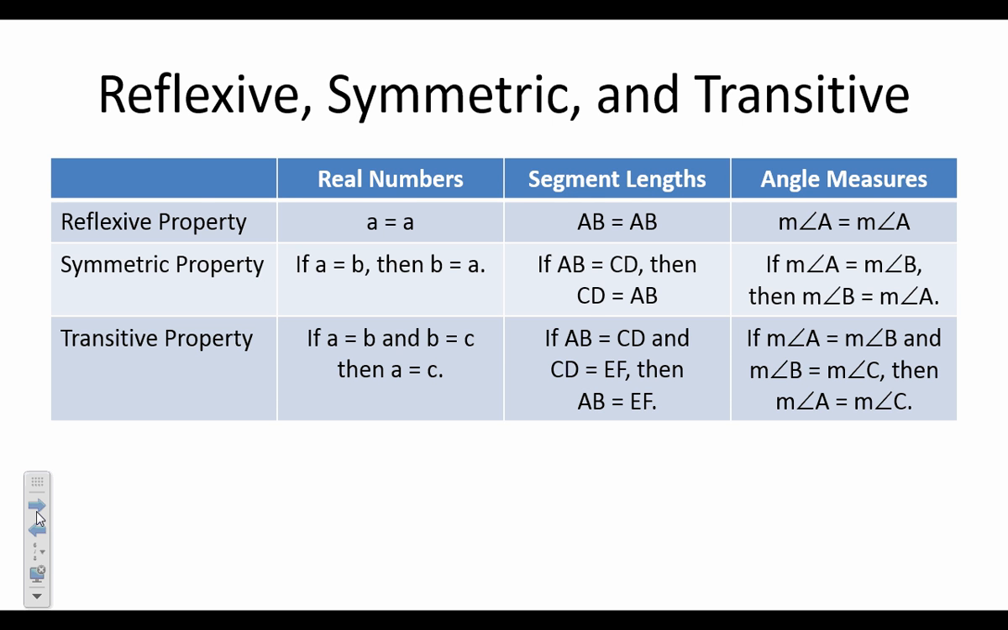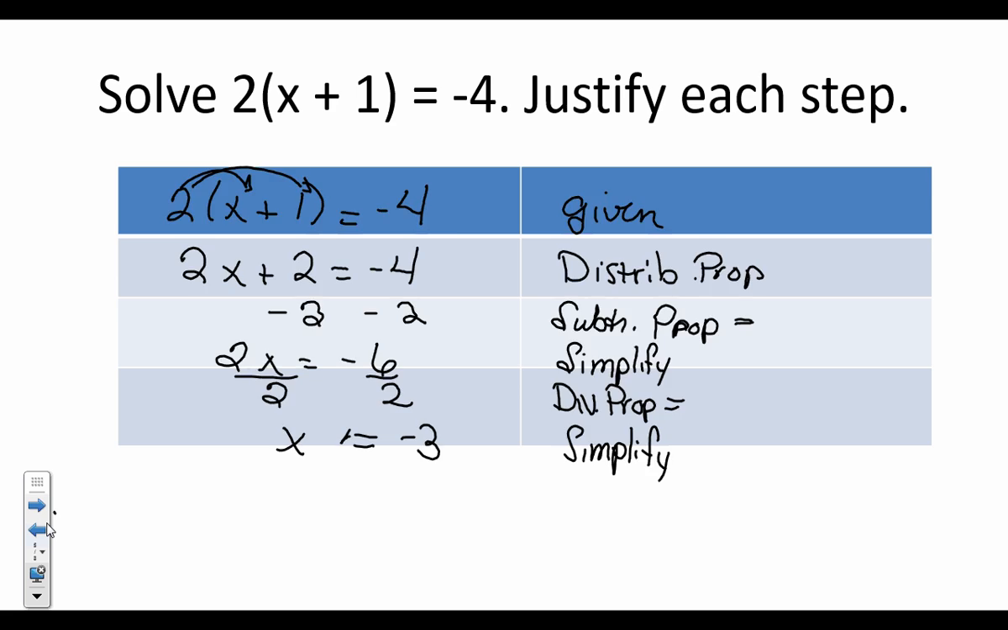If P implies Q, Q implies R, therefore P implies R. Okay? There's A equals B, B equals C, so A must be equal to C, just like law of syllogism. Okay? So let's see if we can figure out which properties we're working with here.